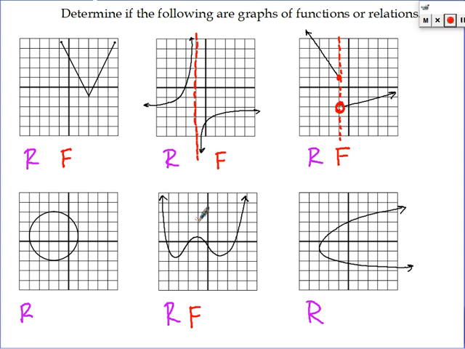And then finally we have our parabola, but it's sideways. So this one is not a function. That vertical line would fail. And this graph would be something like y squared instead of x squared. That's why it's on its side. Okay, so again, that's the vertical line test to determine if something's a function or not.